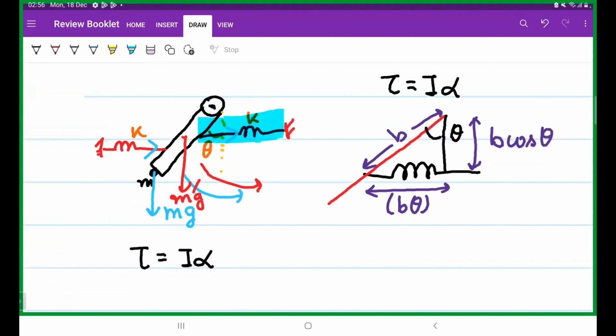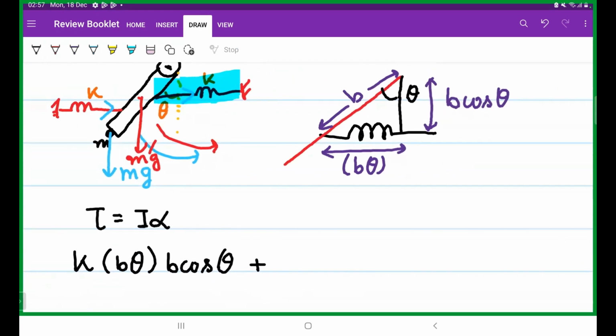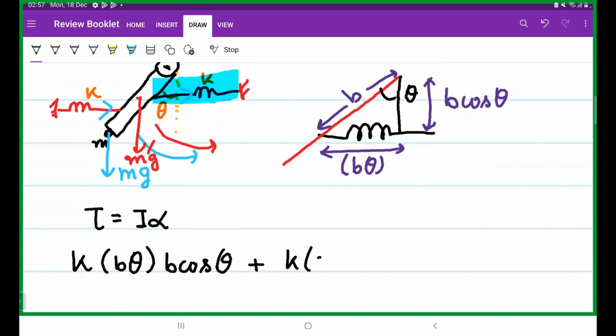So let's write the torque now for the first spring, which is kx. kx is the force, where x is b theta, and now we find the perpendicular distance from the pivoted point, that is b cos theta. Now let's deal with the second spring. The same thing will happen, just replace b with a. So that will be k a theta times a cos theta.